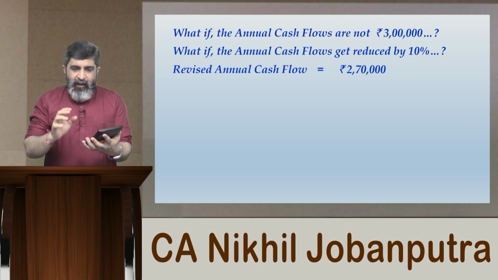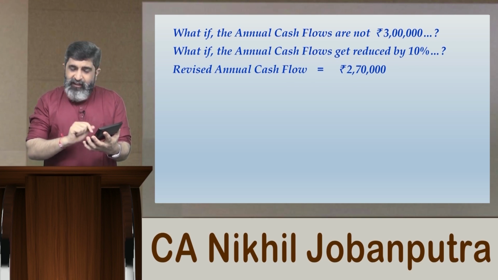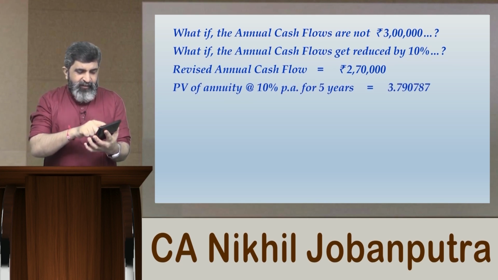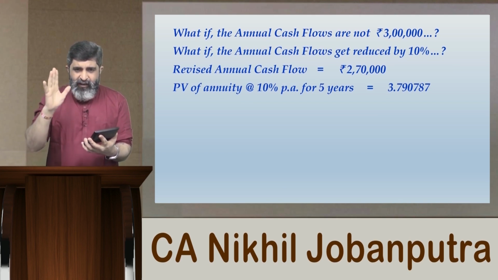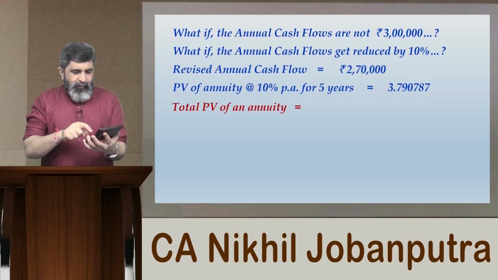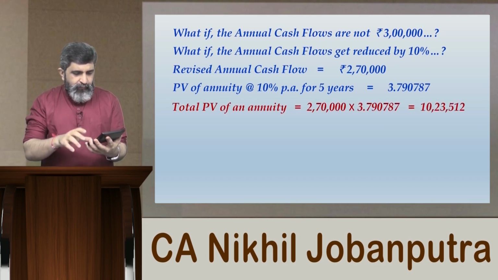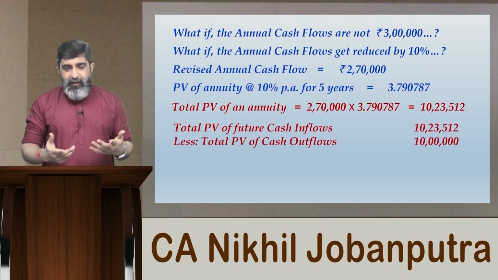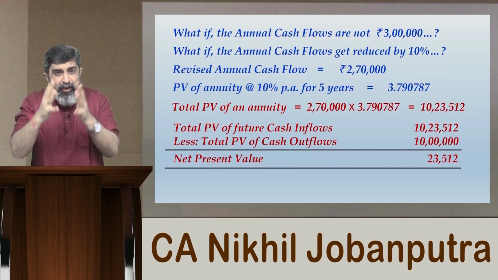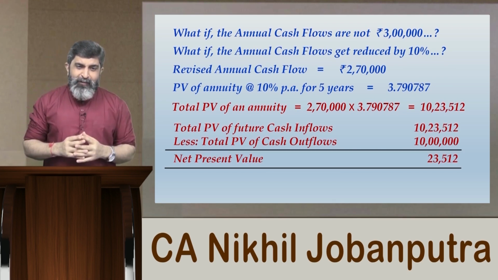Okay. So if the cash flow is 2,70,000 every year, I multiply this by the same annuity factor, 3.790787, if I am not wrong, and from this I subtract 10 lakhs. Boss, I still get a positive NPV. Though the positive NPV amount has declined, it is not indicating a negative NPV. It is still a positive NPV.